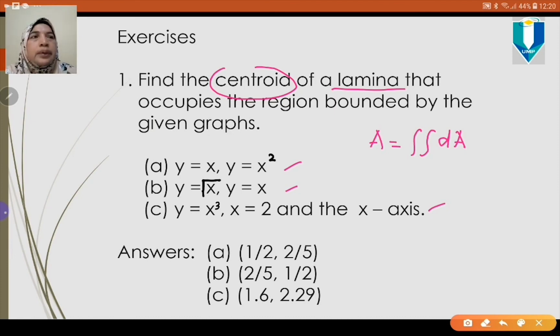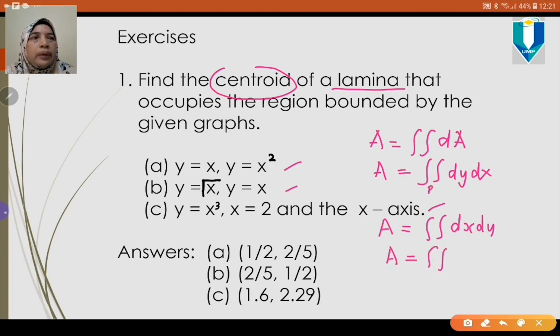So if the region is type 1, you use A equals the double integral of dy dx. And if the region is of type 2, you use the double integral of dx dy. Or if it is polar, you use the double integral of r dr d theta. So I hope you can find the area and use the formula that we learned today to get the centroid of lamina.